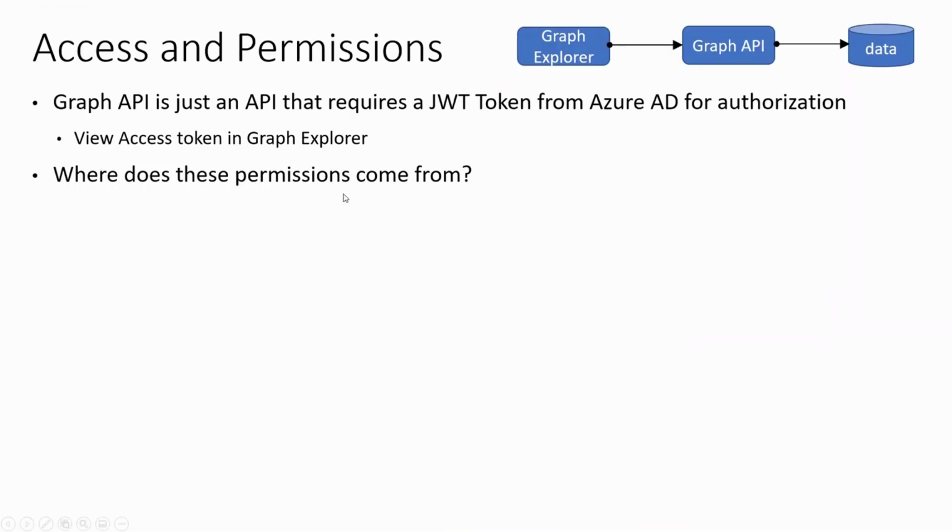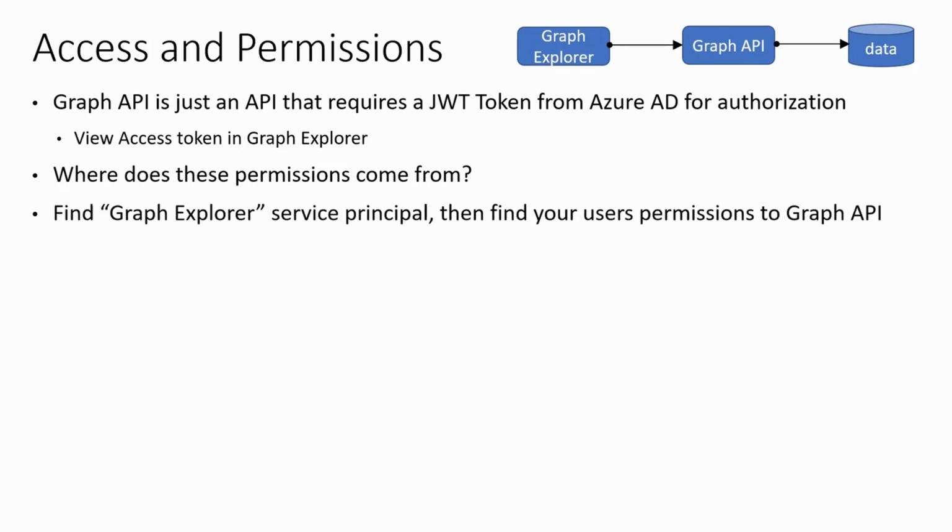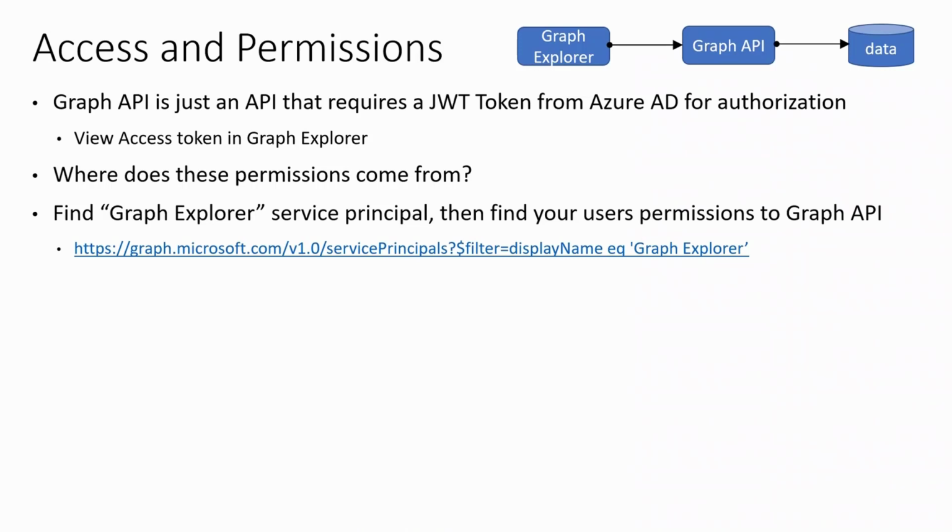So all these permissions, where do they come from? Well, you can actually look that up yourself, because it's not as complicated as you might think. This is a REST API, like any REST API. It's just called Graph. And we have given Graph Explorer, our app, permission to do this. So it must be stored somewhere in the permission system. If we locate Graph Explorer, we should have a service principal called Graph Explorer. Do we? Yep, we do.